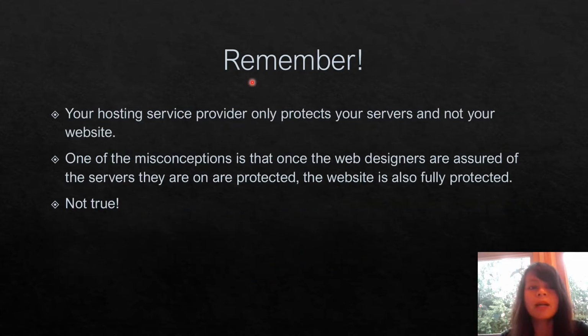So remember, your hosting service provider only protects your servers and not your website. One of the misconceptions is that once the web designers are assured of the servers that they're protected on, that their website is also fully protected. This is not true.